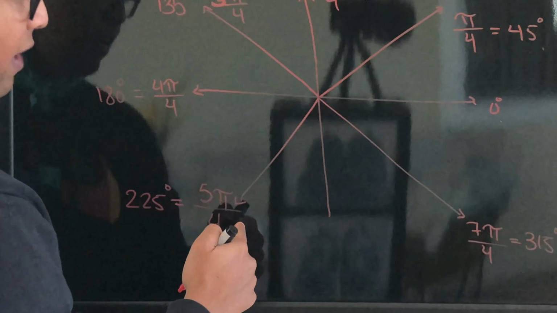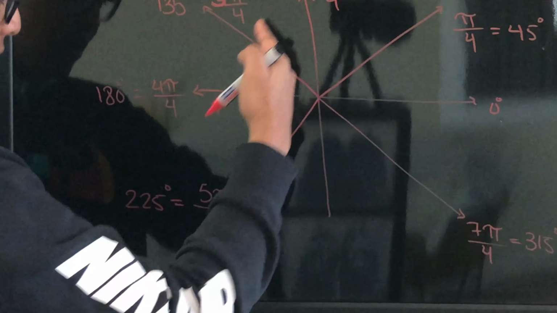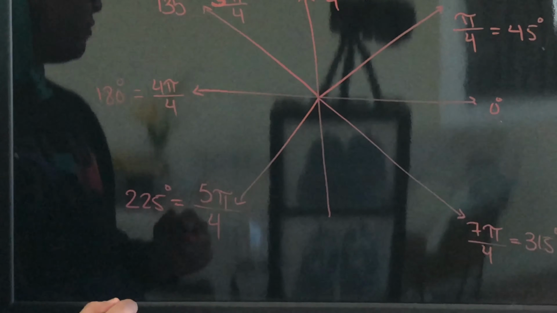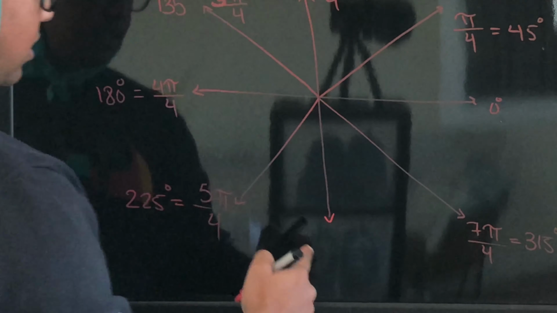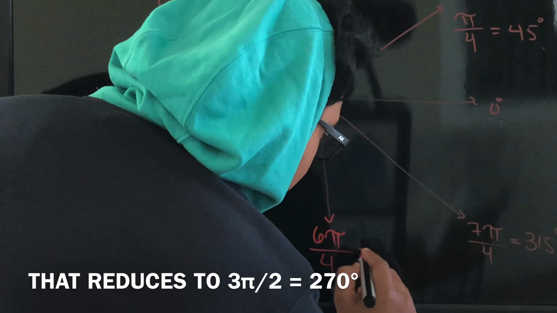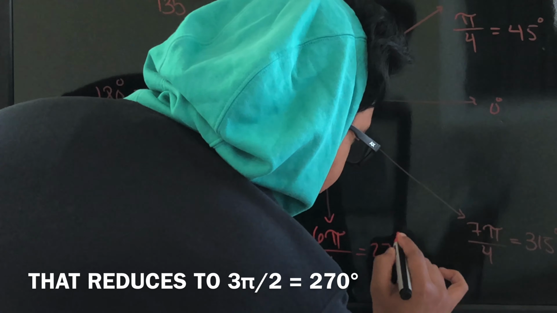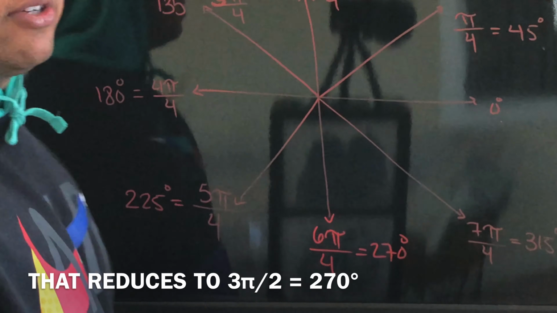The next one here is 5 pi over 4. Pi divided by 4 is 45. Multiply 45 times 5, you get 225 degrees. Now this one here is 6 pi over 4, which equals 270 degrees. Pi divided by 4 is 45, 45 times 6, you get 270.